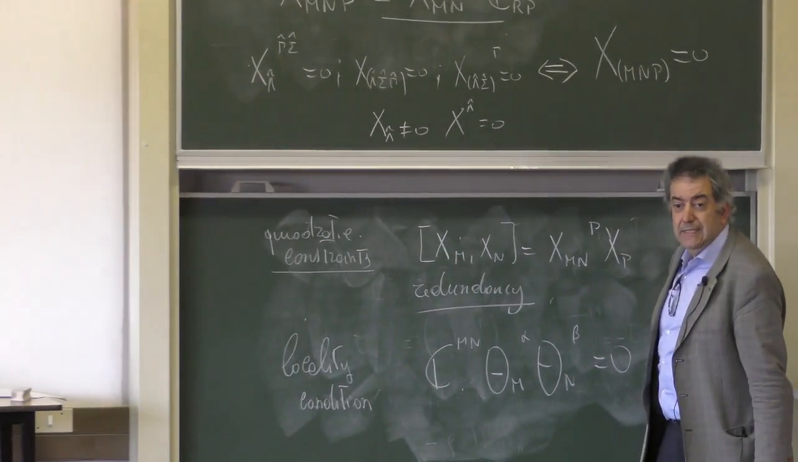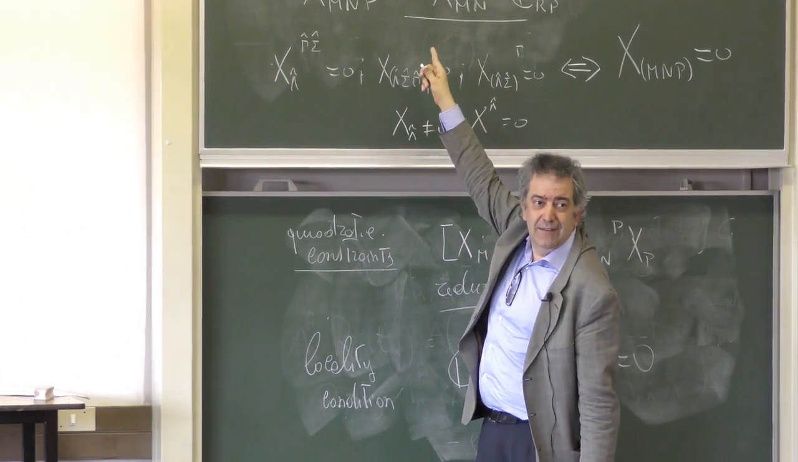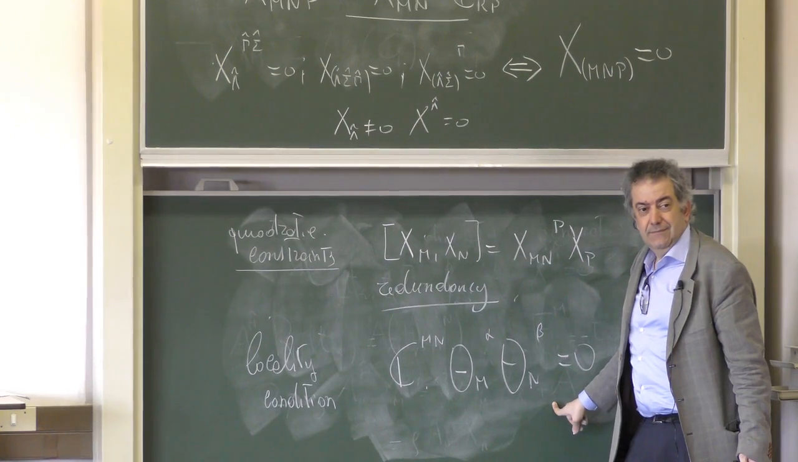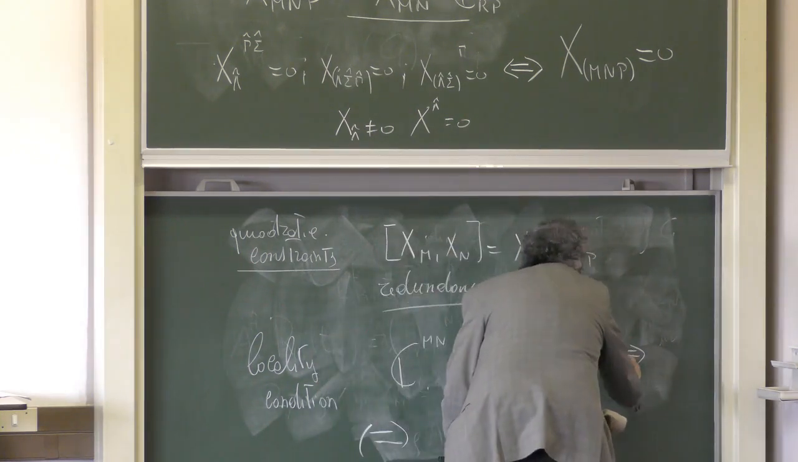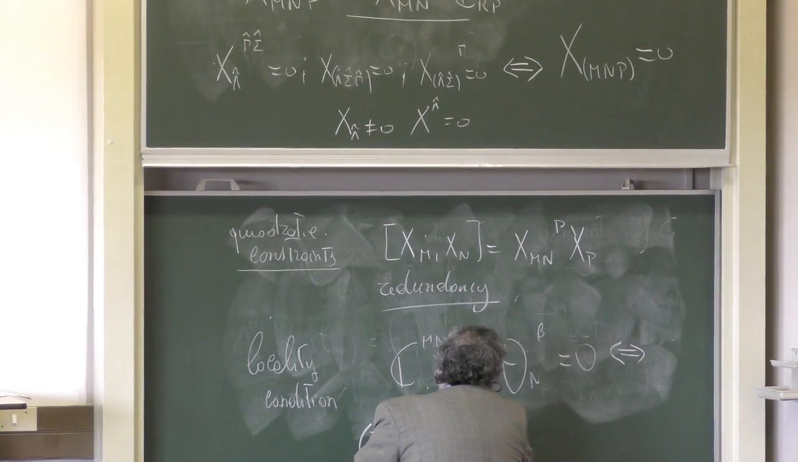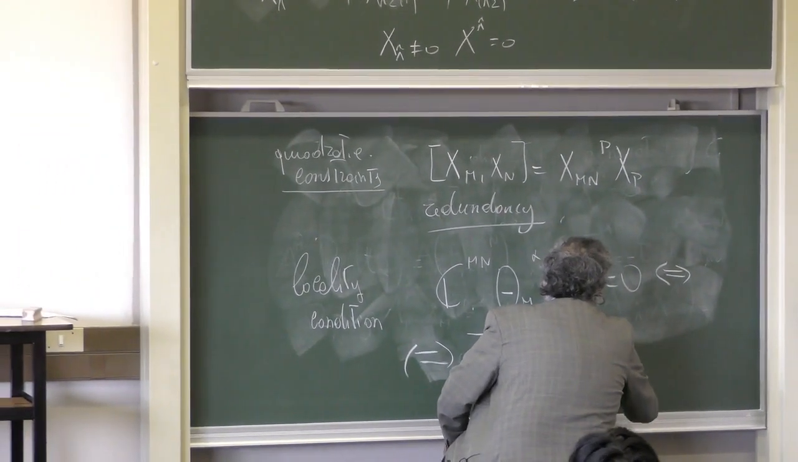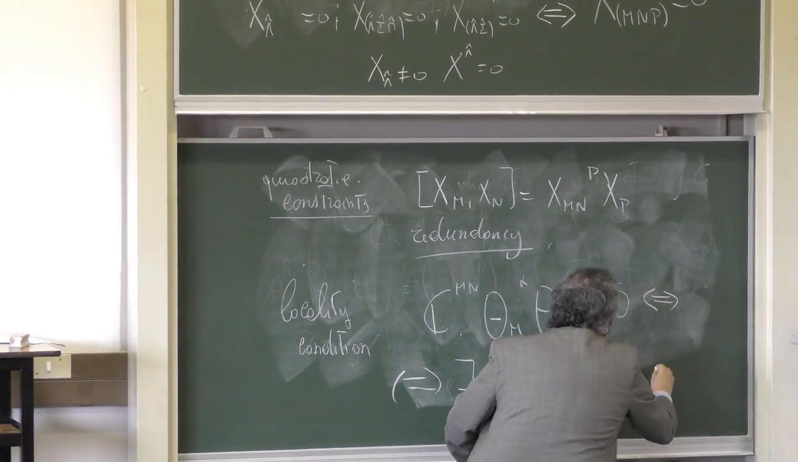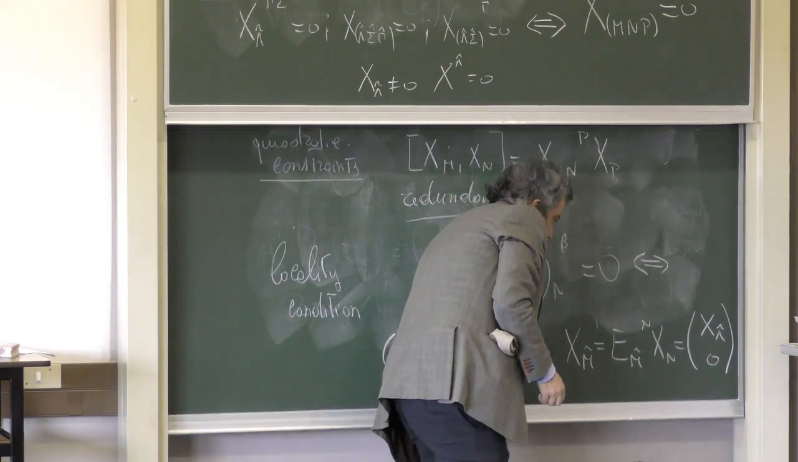In this symplectic invariant form, this is telling us that theta, seen as a collection of symplectic vectors labeled by alpha, theta_M1, theta_M2, okay, they are all mutually local. There is a two-way implication: the existence of an E_MN matrix such that X_M hat equals E_MN X_N has only electric components and no magnetic components. Okay? What is this?